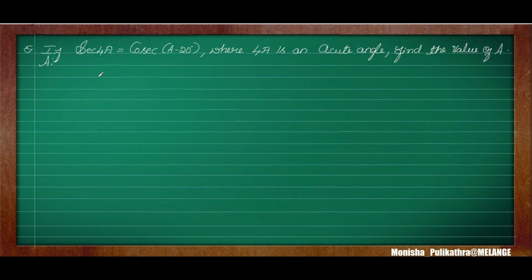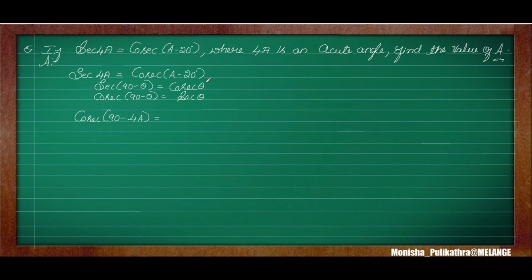Moving on to the fifth problem. The given statement here is sec 4a is equal to cosec(a minus 20 degrees). Okay, so we need to find out the value of a here. We know that sec(90 minus theta) is equal to cosec theta, and cosec(90 minus theta) is equal to sec theta. We can change either of the two things. So I will be changing this secant form. So instead of sec 4a, I will be writing cosec(90 minus 4a) is equal to, write this as it is, cosec(a minus 20).